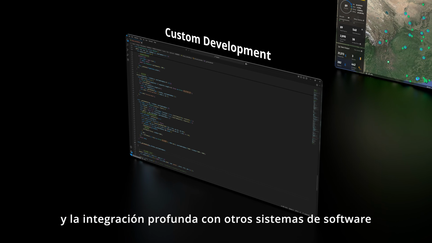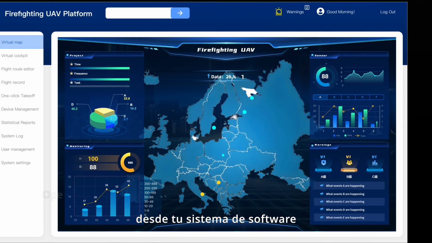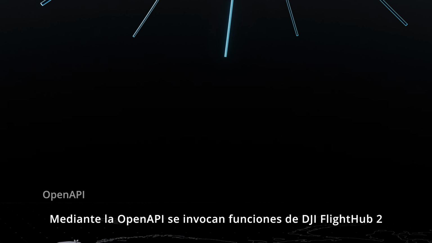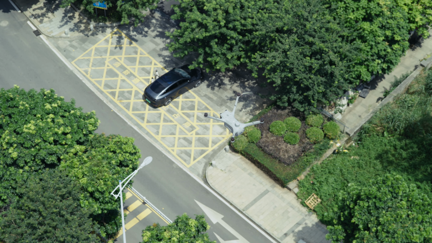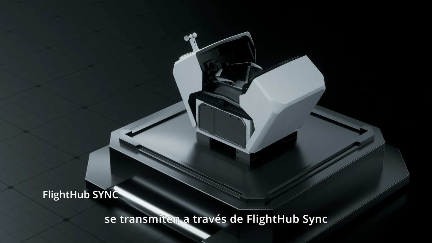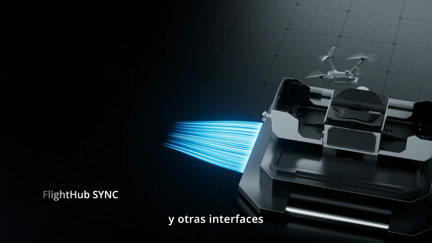For example, trigger one-click takeoff from your software system. Open API calls DJI FlightHub 2 functions, sending the drone straight to the site for live visuals. Live stream feed and flight status are transmitted through FlightHub Sync and other interfaces, supporting assessment and decision-making. What's more, algorithms and multimodal LLM interfaces enable even more custom solutions.